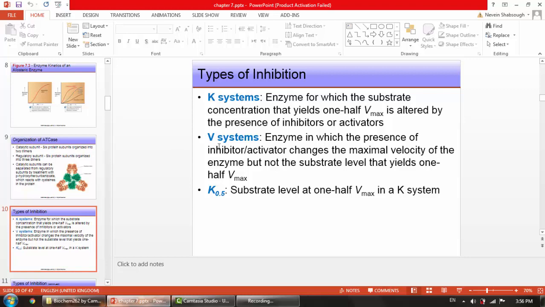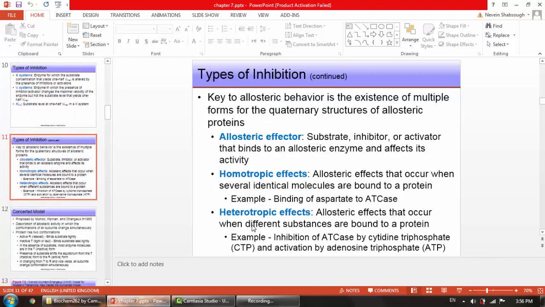However, if an enzyme belongs to a V system, what changes is the Vmax, the maximal velocity, upon the addition of inhibitors and activators. Also here, again, the key to allosteric behavior is the existence of multiple forms of the quaternary structure of allosteric enzymes or proteins. Now, as I said before, allosteric effector refers to a substrate, inhibitor, or activator that binds to an allosteric enzyme and affects its activity. There are 2 types of allosteric effects: homotropic effects and heterotropic effects.